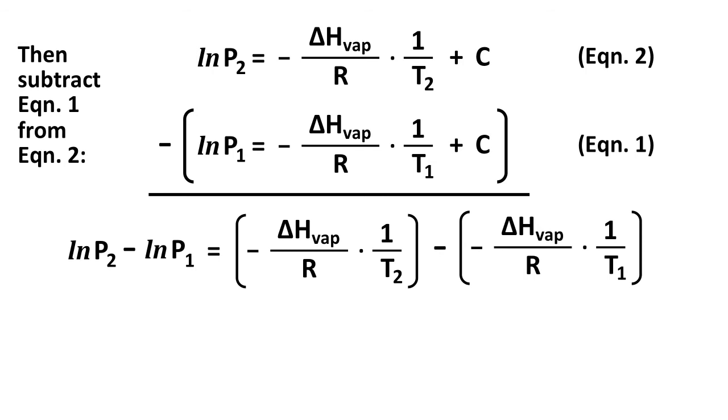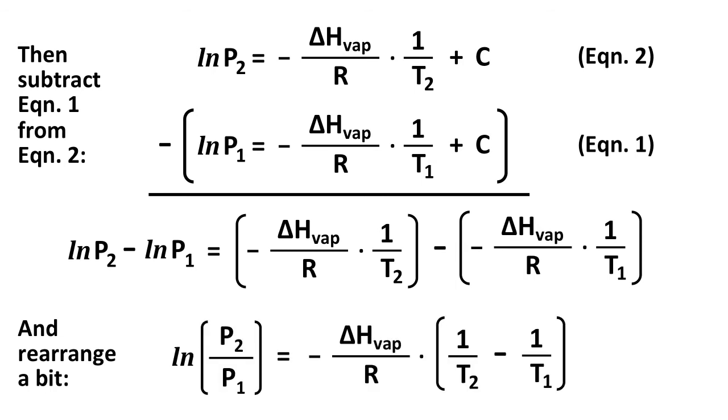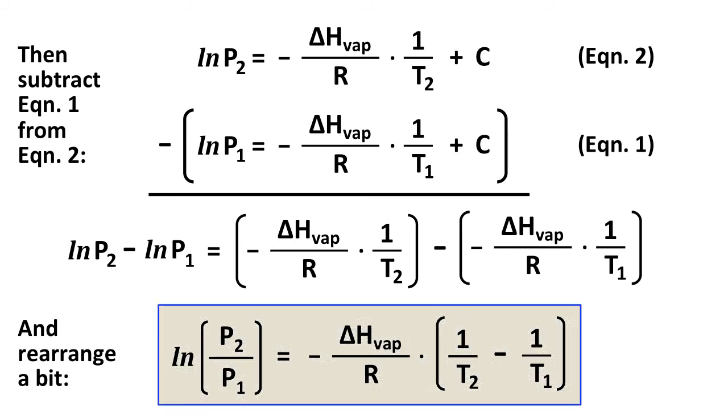We can make it a little bit better by rearranging using laws of logarithms and doing a little bit of factoring out. And so ln of P2 minus ln of P1 is the same as ln of the quotient P2 over P1. We factor out negative delta H vaporization over R, and then that is times 1 over T2 from here minus 1 over T1 from there. So this is a rearranged version of the Clausius-Clapeyron equation.